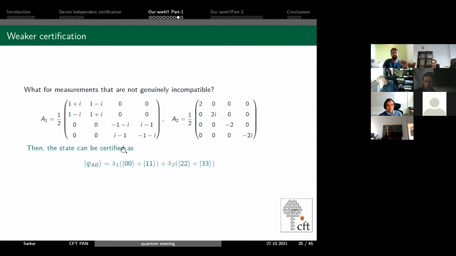What you can actually certify is that the state which is shared between Alice and Bob is of a form like this. So now if lambda 2 is 0, then you can only certify this part of the measurement on Bob's side, and if lambda 1 is 0, then you can only certify this part of the measurement on Bob's side. So in that way, you are not able to certify the full measurement on Bob's side, but only a part of it, if your measurements are not genuinely incompatible.